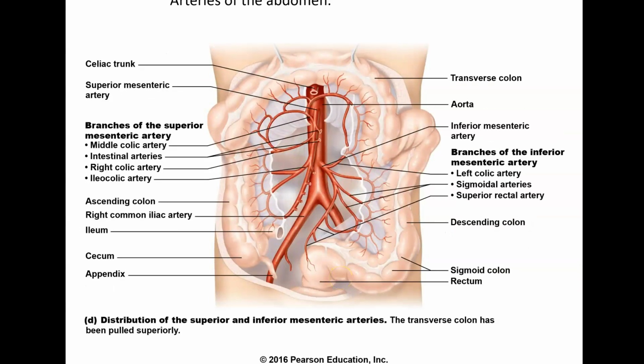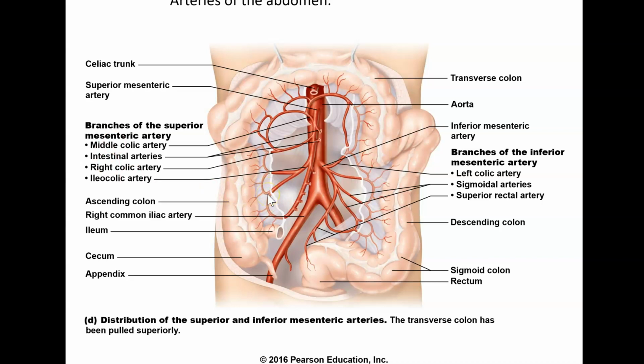This is another wonderful illustration that shows us the superior mesenteric artery as well as the inferior mesenteric artery and all of the branches that it gives off. Like I mentioned in lab, we have several branches to go over to the small intestines as well as the large intestines. So they are listed for you here on the side, but I'm not holding you responsible for knowing the specific branches that come off.